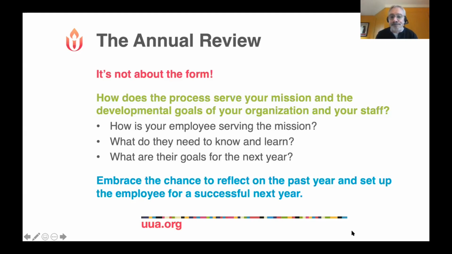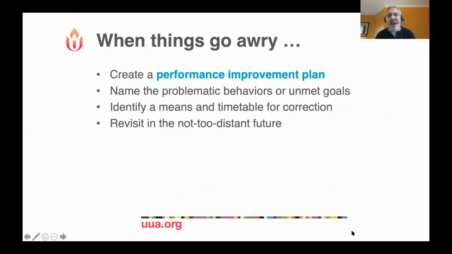All right, so what happens when things go wrong? You want to separate that from your annual review process. If things are going wrong with your employee when you're doing your daily and weekly check-ins, and it's clear that the goals aren't being met or there are problematic behaviors, you want to address those immediately. You don't want to wait and let them build up. You need to address them now.